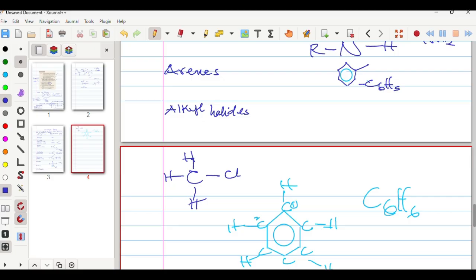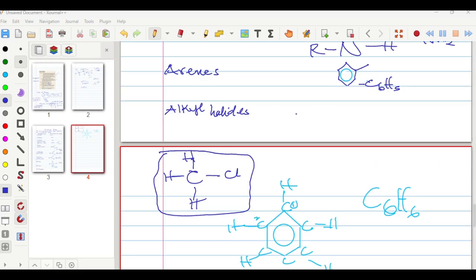But that's not what I'm doing. What I'm doing is that this one becomes an alkyl halide now. So this is an alkyl halide because it contains an alkyl group and one halogen atom. So are you following me, please? Does it make sense? Yes, sir.